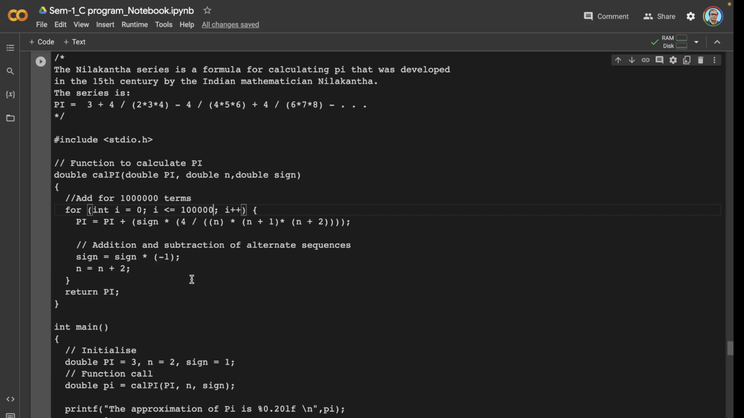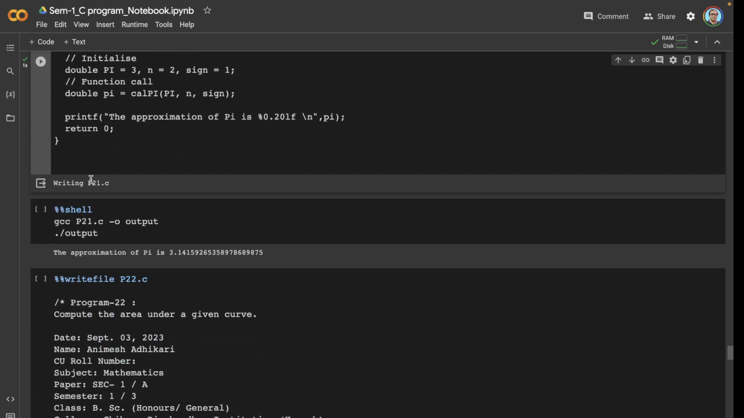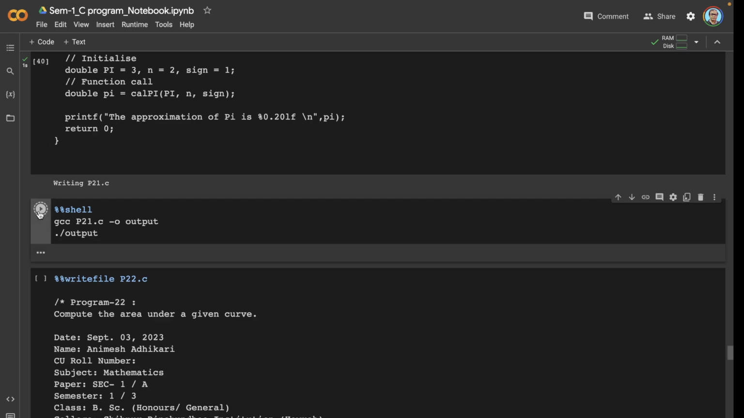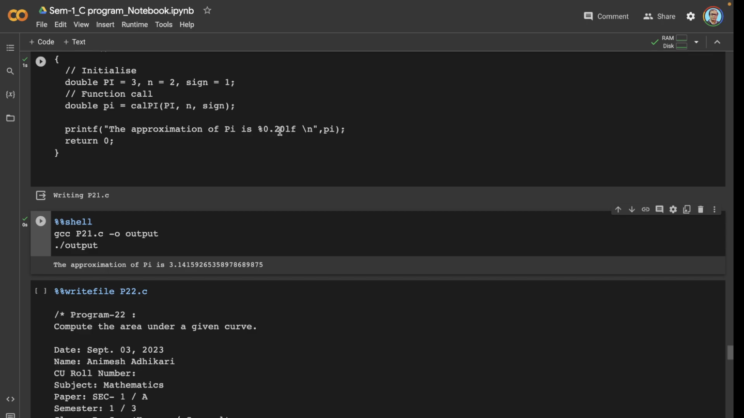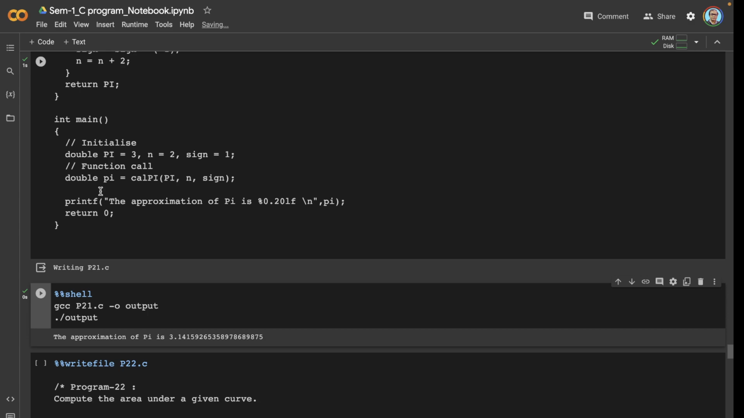Up to 1 lakh terms are added. Compile and then run, and the approximate value is 3.1415 and so on. Actually, to print 20 decimal places, we use 0.20lf. This is the double notation, percentage lf for double formatting.